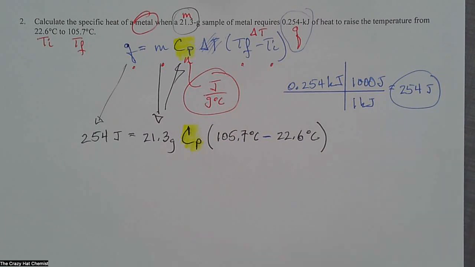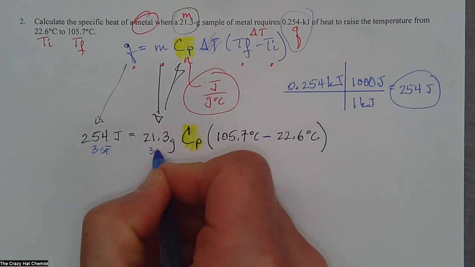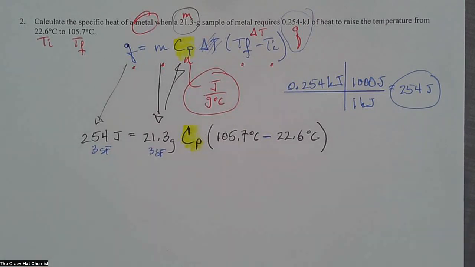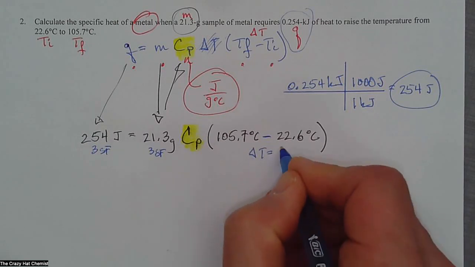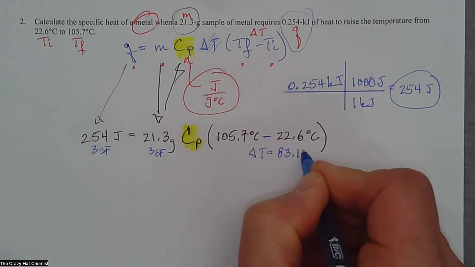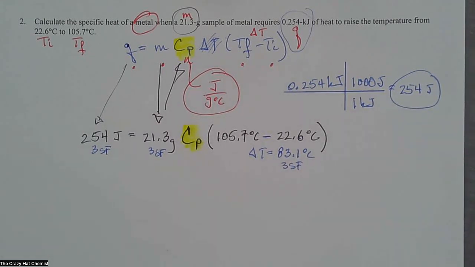We're going to have 3 significant figures when we do this problem. We have 3 significant figures here, and 3 significant figures here. When we do 105.7 minus 22.6, our change in temperature is going to be 83.1 degrees Celsius. That also has 3 significant figures. And so we're going to solve for the specific heat capacity.